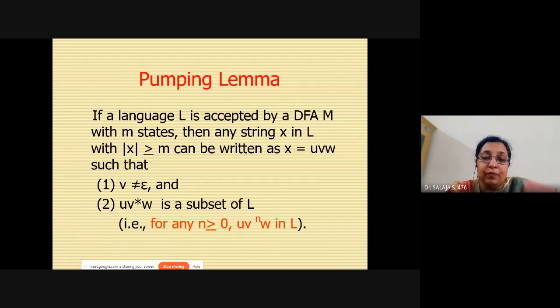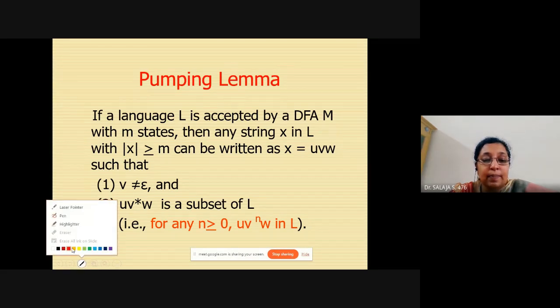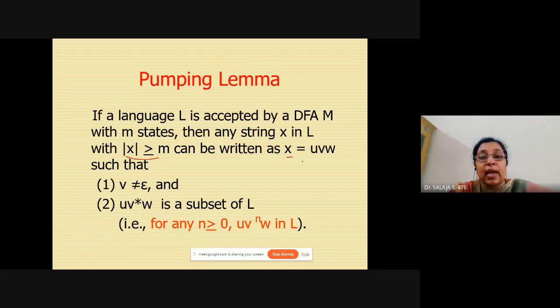Now, the pumping lemma. We'll go directly to the pumping lemma and try to understand how it works. If a language L is accepted by a deterministic finite automata with M states, let there be any number of states, then we'll take a string X where the length of the string X has to be greater than the number of states M, and the string X can be divided into three substrings U, V, and W. Fine. So what have we done?